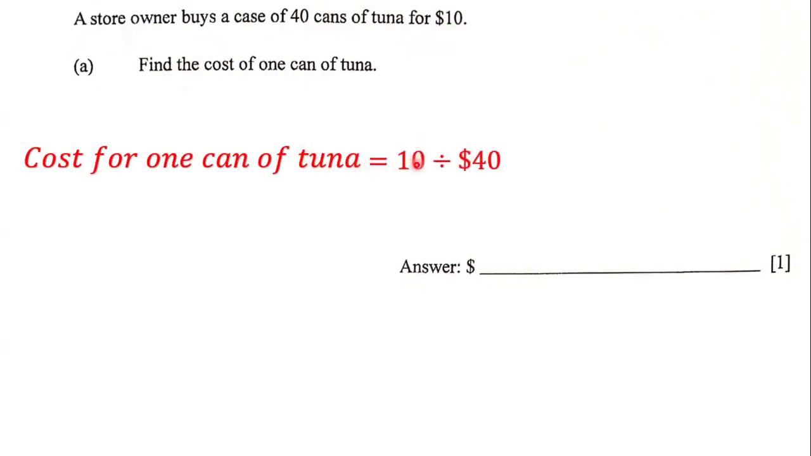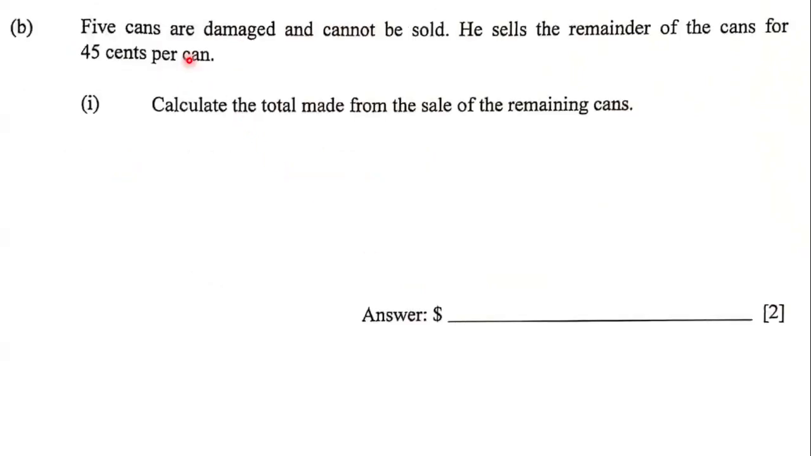So we say 10 divided by 40, and that gives us 0.25, so 25 cents. And so that means that the cost of 1 can of tuna is going to be 25 cents. Next, the question states that 5 cans are damaged and cannot be sold.